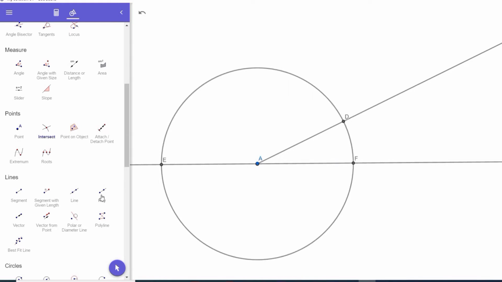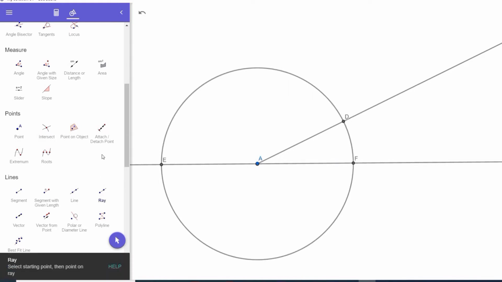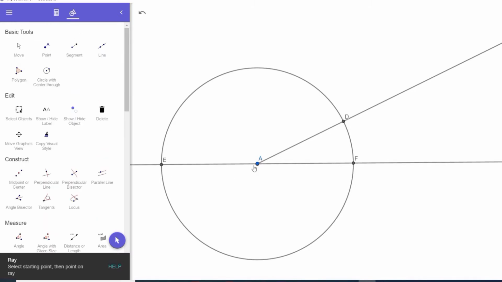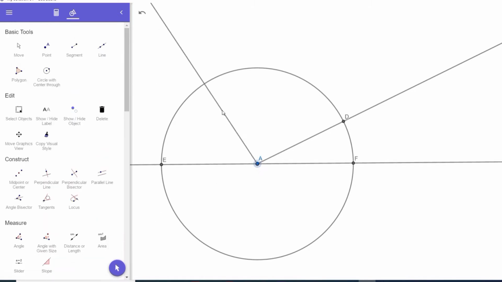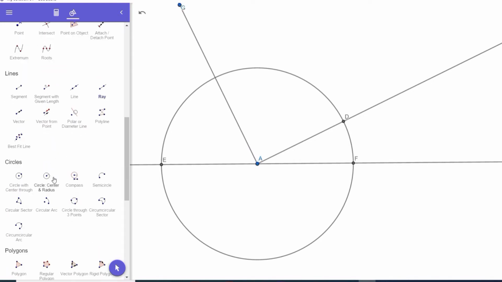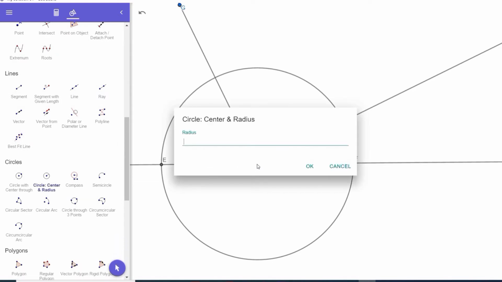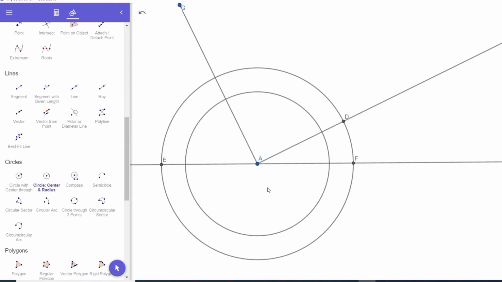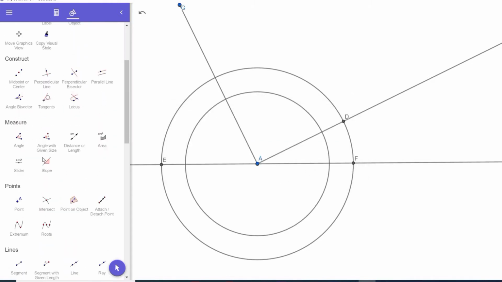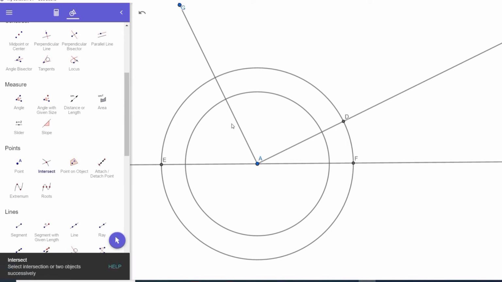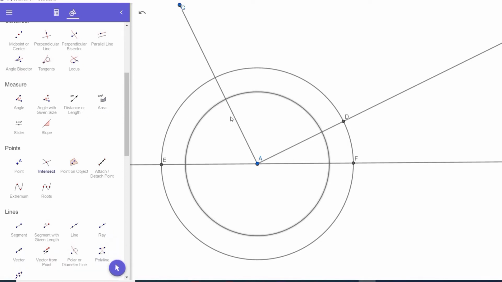Now we are going to create another ray. Okay, we need this ray to create another segment of length 30. So this ray can be approximately at 90 degrees to the first ray. Now from point A, we create a circle with radius 30 and then we mark the intersection point between this smaller circle and the newly created ray. Now that's our point H.